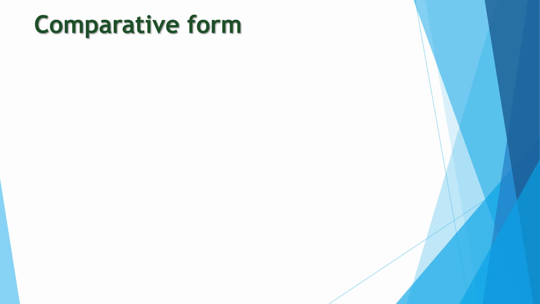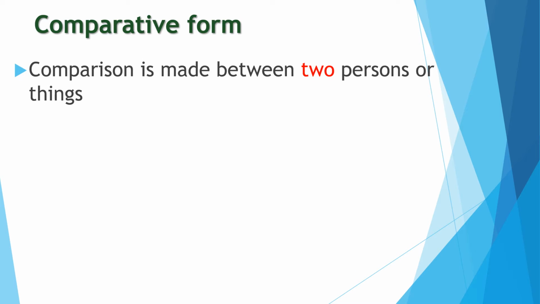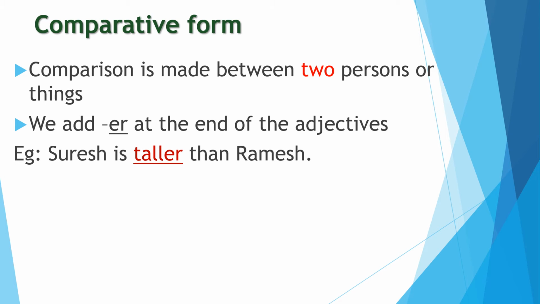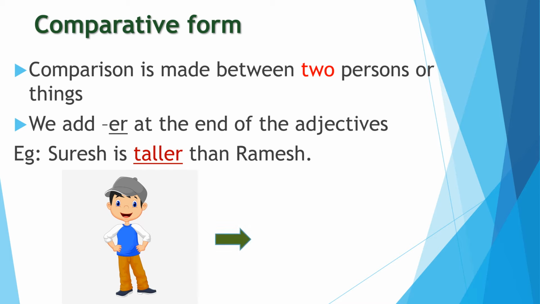That is comparative form. When we compare two things or when we are comparing between two persons, it stands for comparative form. Let's take an example. Suresh is taller than Ramesh. We are comparing Suresh with Ramesh, and here the adjective is tall, and when we are comparing two persons, we need to add er at the end of the adjective. So let's go for the third form.